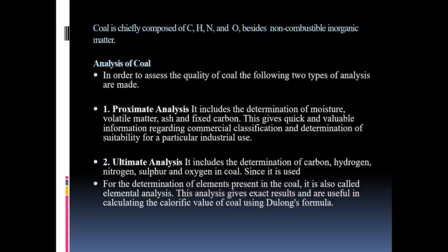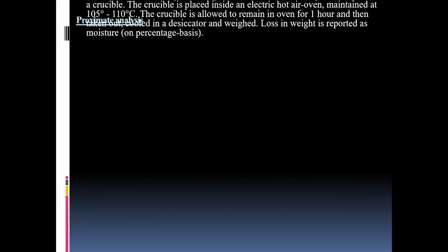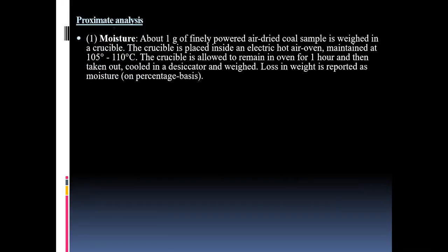This calorific value can be determined by using Dulong's formula. The ultimate analysis will help us to find out the calorific value of the coal, and the proximate analysis will further help to estimate the quality of the coal for industrial application. So let us discuss the proximate analysis in detail. First comes the moisture content.